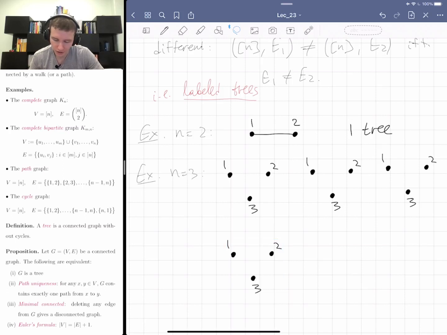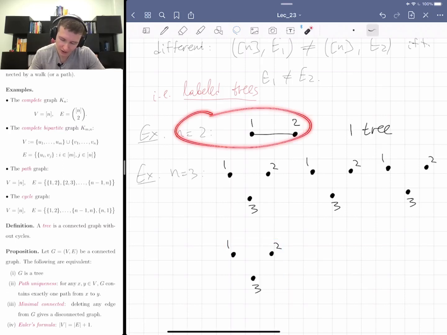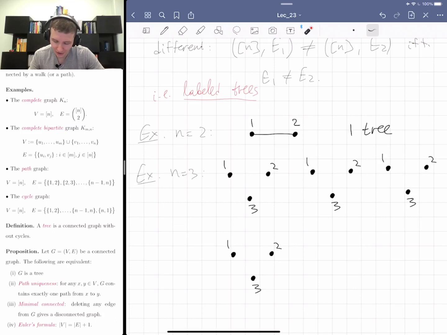Oh, (n minus 1) factorial. That's interesting. So for n equals 2, you get one tree, that is 2 minus 1 factorial. For n equals 3, are you saying that the answer is 2?